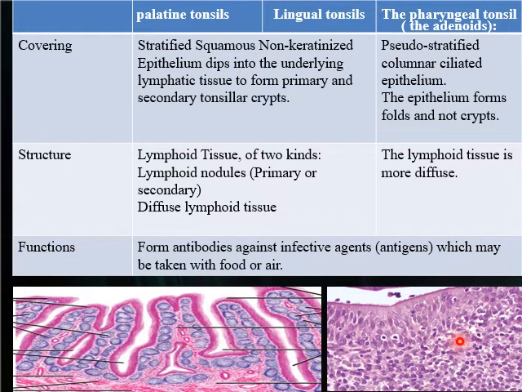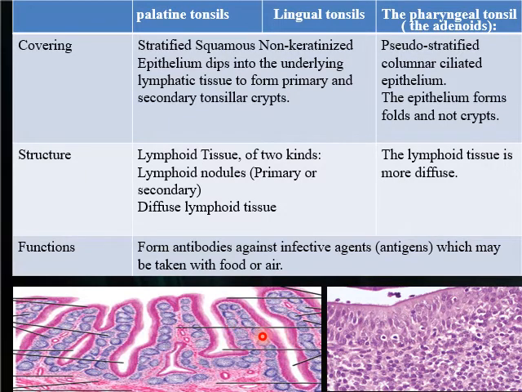The pharyngeal tonsils are covered by pseudostratified epithelium as they are present in the nasopharynx. So it is covered by pseudostratified columnar ciliated epithelium. It will not form crypts, but it forms folds. So the second difference: stratified squamous versus pseudostratified columnar, and it forms crypts versus it forms folds.